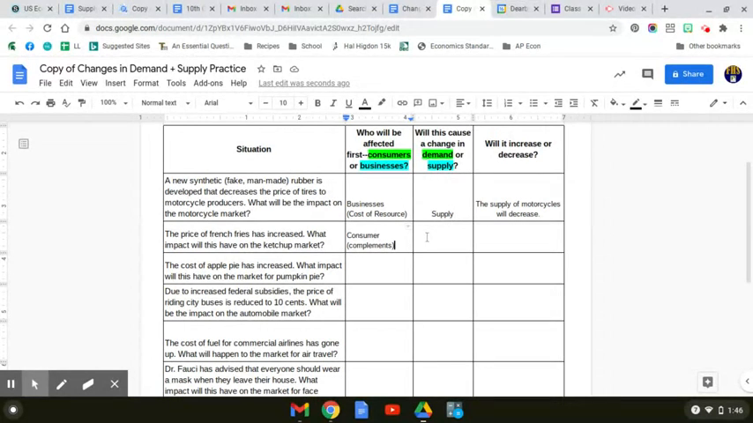Since the consumers are being affected first, we know that the demand is going to be what changes. And since the price of French fries has increased, you're not going to buy as many French fries anymore. Remember, that's the law of demand. If you're not buying as many French fries, you're not going to need as much ketchup. So the demand for ketchup will decrease.